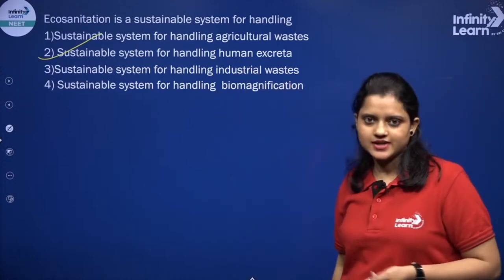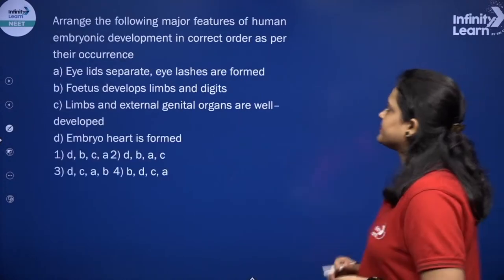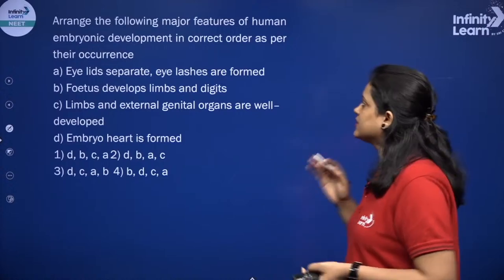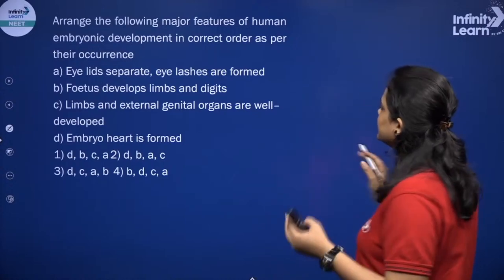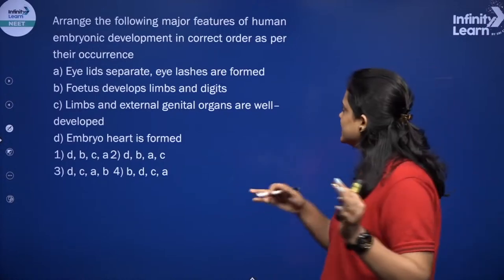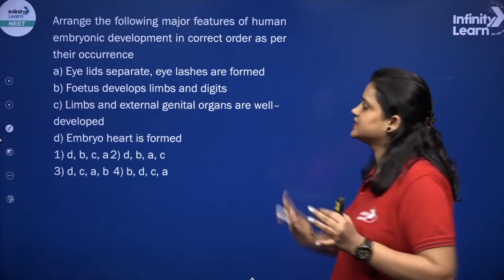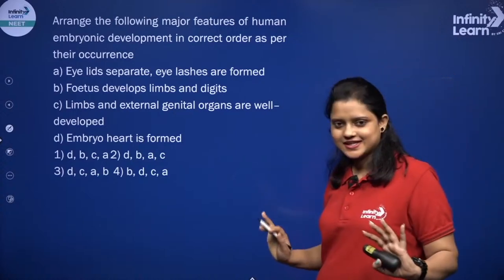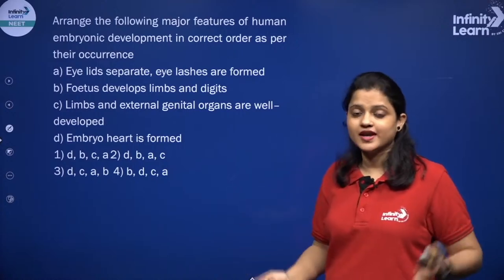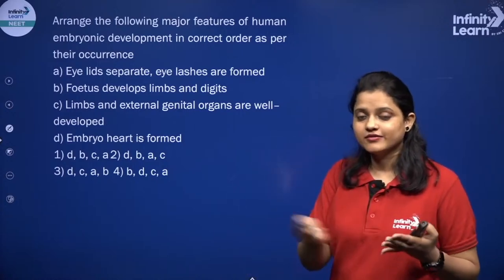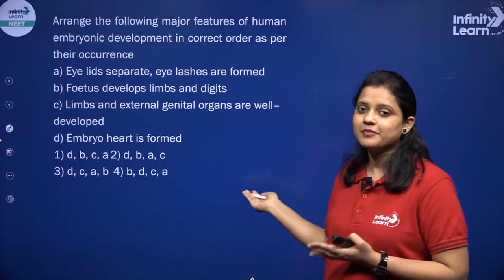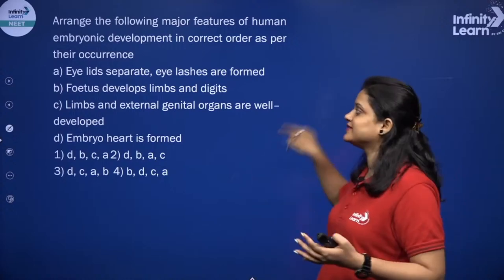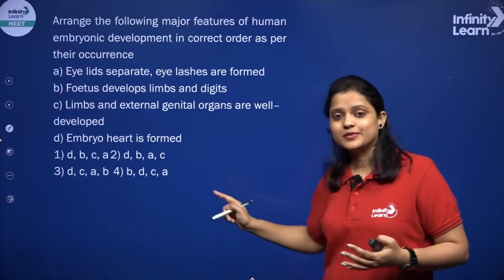they are toilets, right? Next, arrange the following major features of human embryonic development in the correct order as per their occurrence. These are the lines given in your NCERT. See how beautifully this question is framed. From one line of NCERT from a single paragraph. Now you need to find the sequence of the embryonic development.